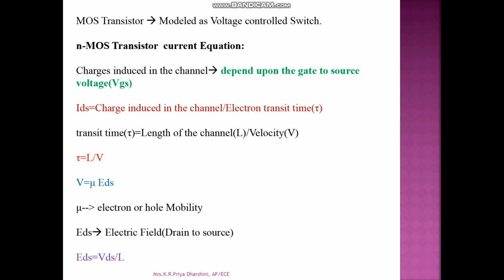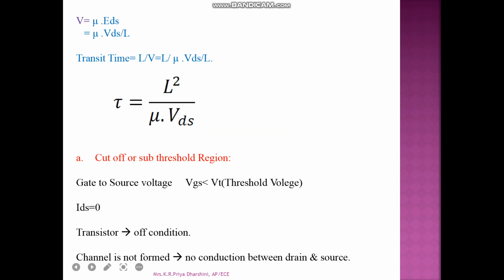V, the velocity, is equal to mu times EDS. What is mu? It is the electron or hole mobility, and EDS is the electric field from drain to source. EDS is also given by an equation: VDS divided by L. So V is equal to mu times EDS, which is mu times VDS divided by L.